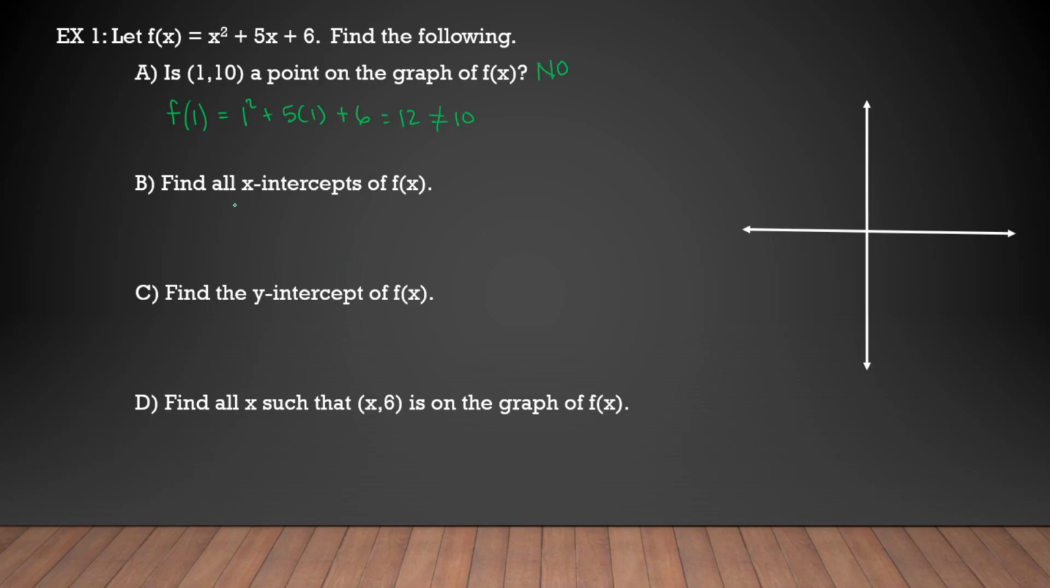Okay? Find the x-intercepts. Remember, this is the points where the function equals 0. So I'm going to take x squared plus 5x plus 6 and set it equal to 0. Well, this is a quadratic. We can easily factor this one, but you could use the quadratic formula. And if that factors, then each factor has to equal 0.